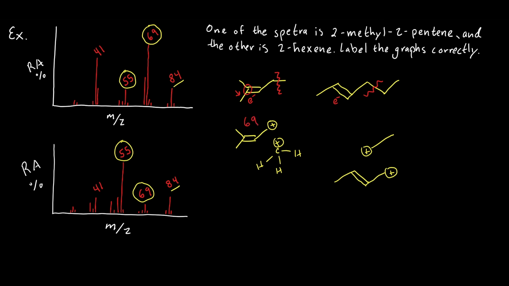And then for the hexene, we lost 5 hydrogens and 2 carbons, so that's 29, and 84 minus 29 is 55. So our largest fragment here is 55. From that we can determine that 2-methyl-2-pentene will have a larger peak at 69, so that matches our top graph, and 2-hexene has a larger peak at 55, so that matches our bottom graph.